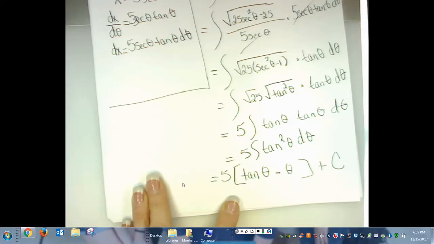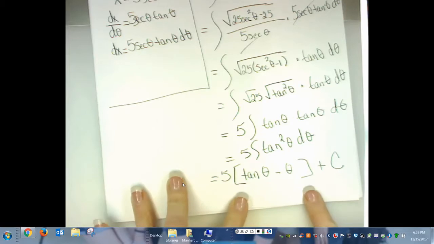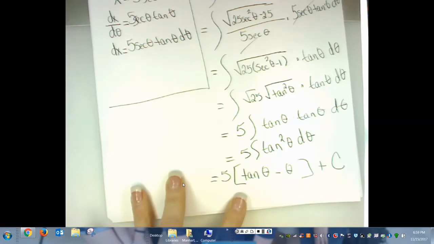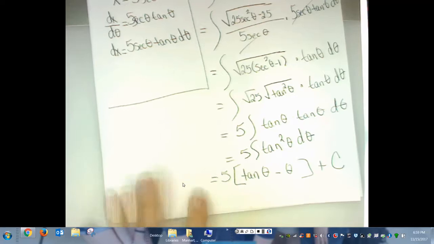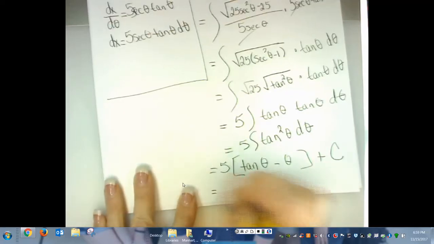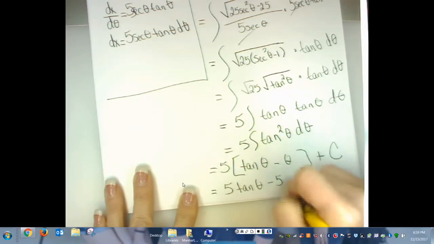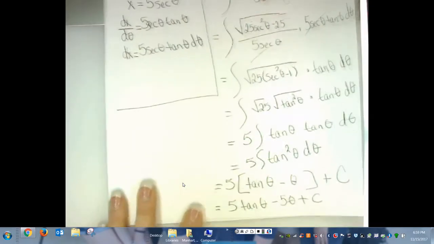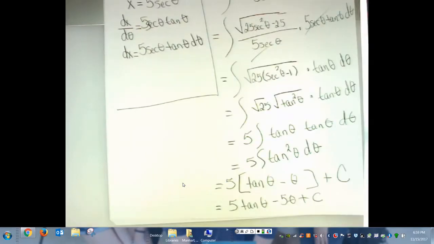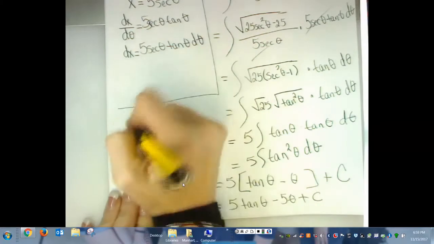Therefore, we have to think about, do we need that triangle? So we have 5 tangent theta minus theta, or 5 times the quantity of tangent theta minus theta, plus c. So the next step, I'll say 5 tangent theta minus 5 theta plus c. And we're going to have to go to another piece of paper, but I'm going to make my triangle.